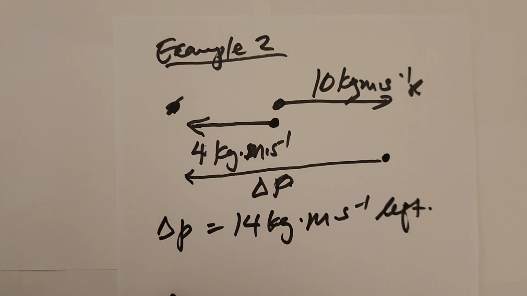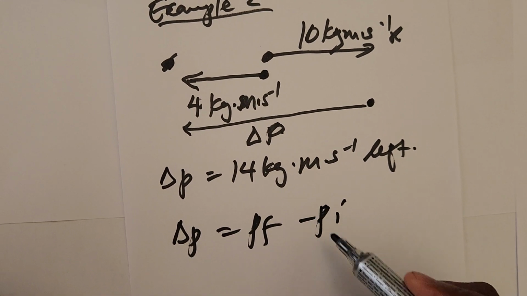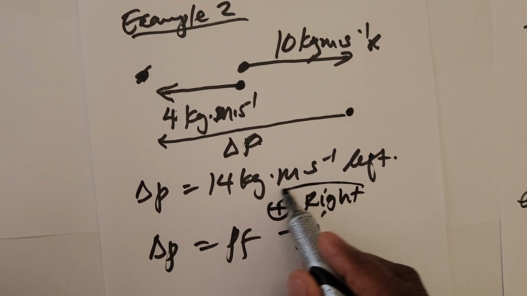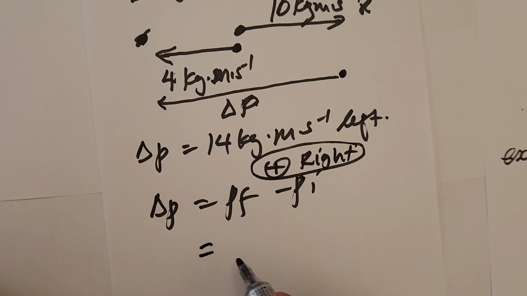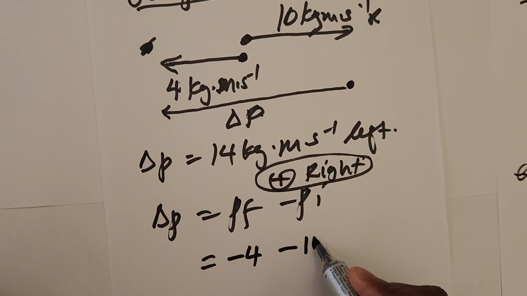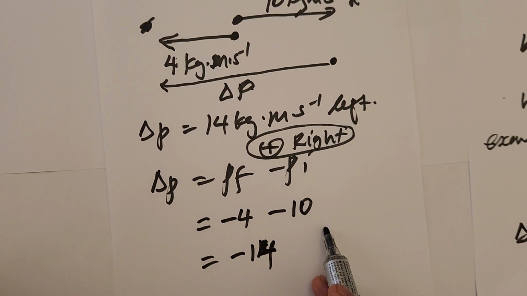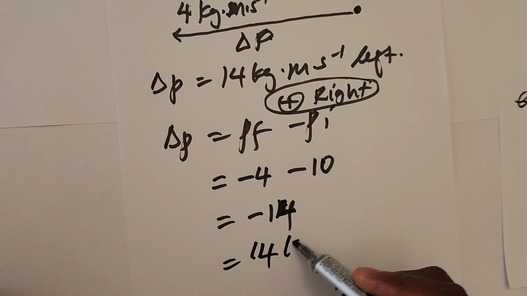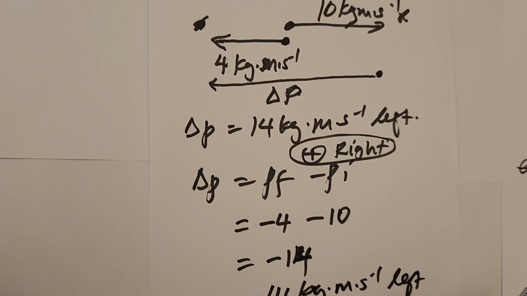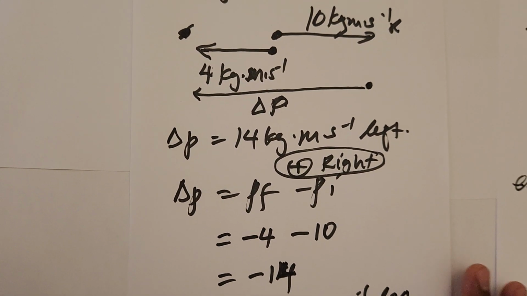So that's how it is. But if you want to calculate, then this will be the idea. You will say delta P equals PF minus PI. Be careful, you choose one direction as positive. Let's say positive is to the right. Now if positive is to the right, therefore 10 will be positive, which is the initial, and then the final will be negative. Then we'll have negative 4 minus 10. Therefore it's negative 14, but because it's negative 14 it means that it's in the opposite direction, therefore it will be the same as 14 kilogram meters per second to the left. Easy. I think if you can get to this and then just follow as I say, then the graphical representation of delta P will never be a problem for you.